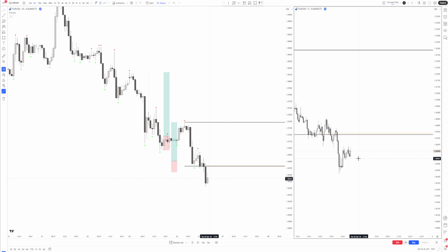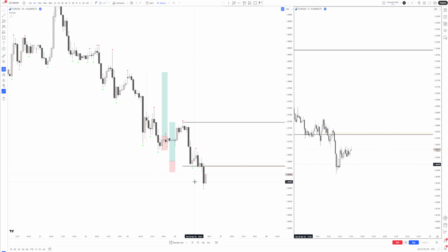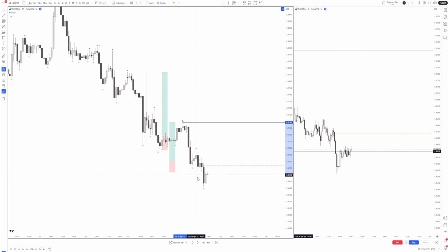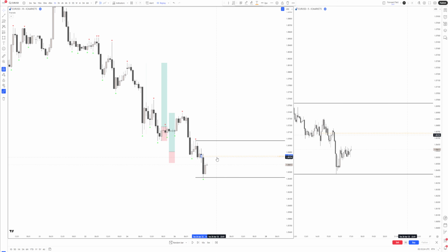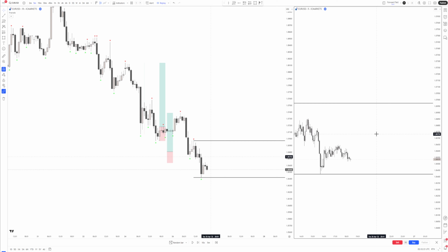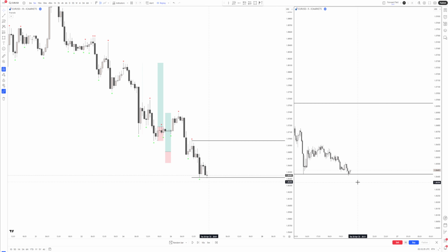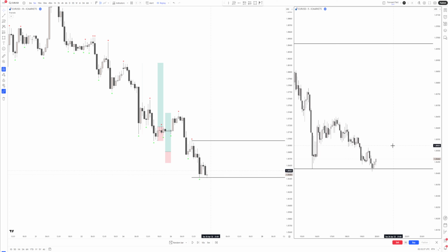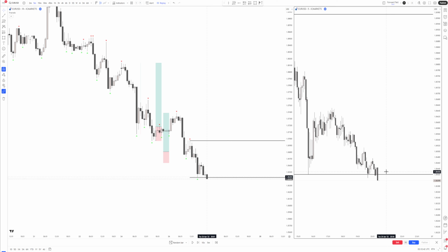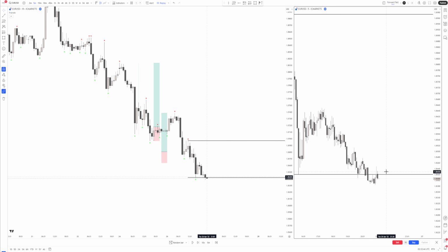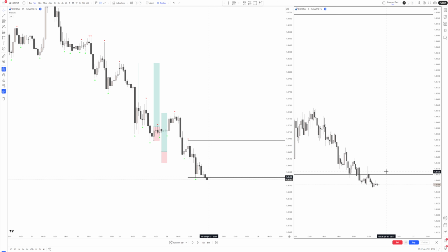So far, okay. Now what do we have? We've got another structure here. Okay, we've got something here, and what we're doing is just waiting for the low or the high to be taken, and then we'll decide what we want to do. Okay, so the low got taken. Any form of fair value gap, and we haven't had anything yet.